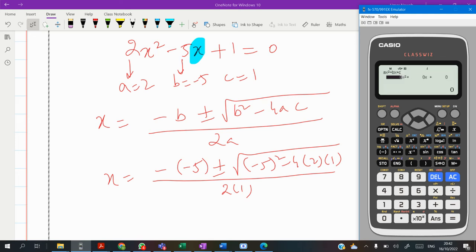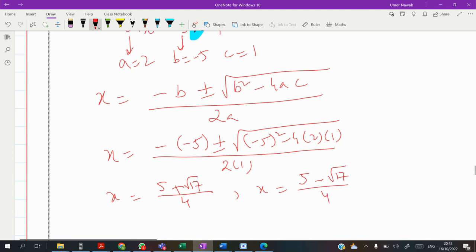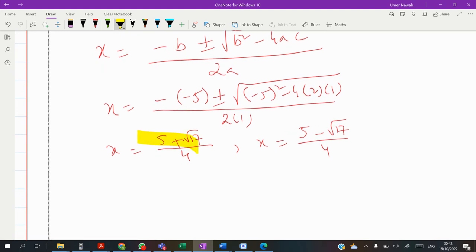So I'm going to use coefficient of x squared is 2, enter, -5, enter, and 1, enter. What is the first answer? In surd form, I got x is equal to 5 plus square root of 17 over 4. Definitely the second answer will have a negative sign in front of the radical, so 5 minus square root of 17 over 4. So these are the two solutions which we got from the calculator.